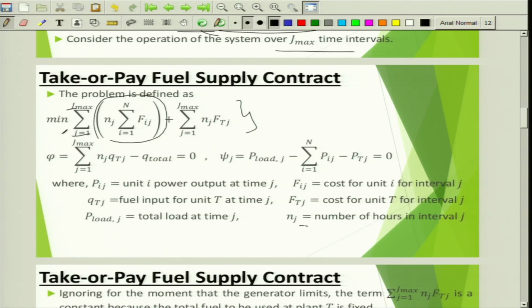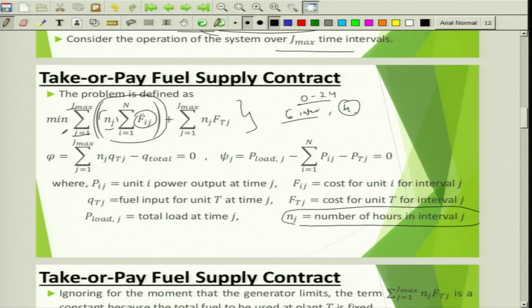Now what does Nj suggest? The number of hours in interval J, okay. This is the number of hours in the interval J. So this is the interval, J is equal to 1 to J max. Let us say if there are from 0 to 24 hours, let's take that you have 6 intervals. That means there will be 4 hours per interval, right. 4 into 6 is 24. This Nj is 4 if J max is 6, right.